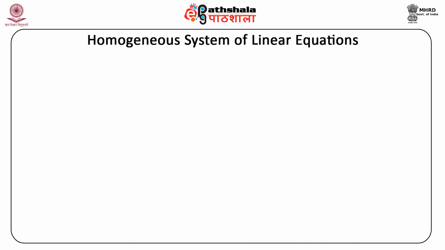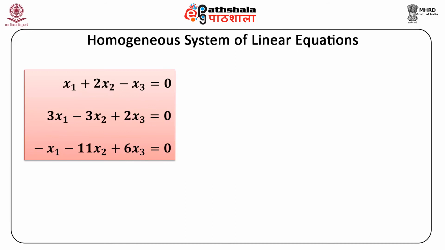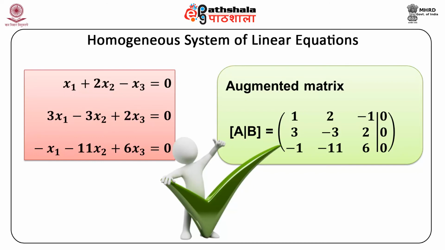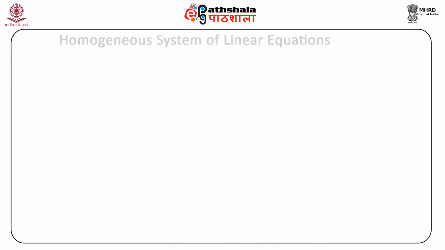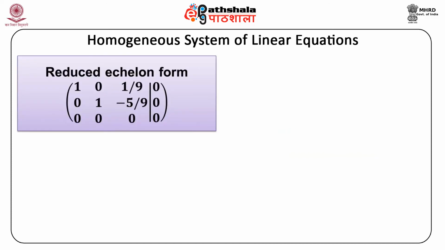Example 2, solve: x1 plus 2x2 minus x3 equal to 0, 3x1 minus 3x2 plus 2x3 equal to 0, minus x1 minus 11x2 plus 6x3 equal to 0. Solution. The augmented matrix is 1, 2, minus 1, 3, minus 3, 2, minus 1, minus 11, 6 divided by 0, 0, 0. We have the following reduced echelon form: 1, 0, 1 by 9, 0, 1, minus 5 by 9, 0, 0, 0 divided by 0, 0, 0.